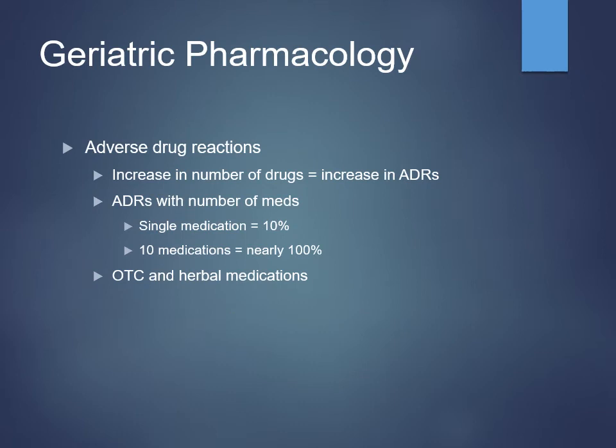All right. So with adverse drug reactions, as the number of drugs goes up, you're more likely to see ADRs, right? You're more likely to see some kind of reaction pop up here. With a single medication, maybe you have like 10%. By the time we're up to 10 medications, you're probably going to be nearly up to 100% likely to see some sort of drug interaction, okay? Not to take into account the OTCs they may be exposing themselves to, and also herbal supplements. We've kind of talked about that already.